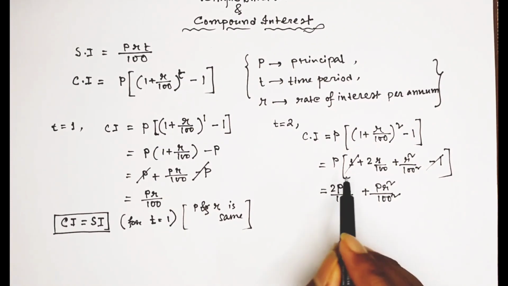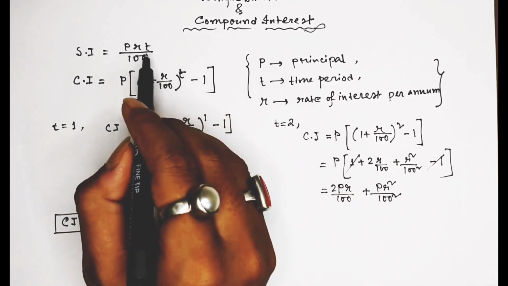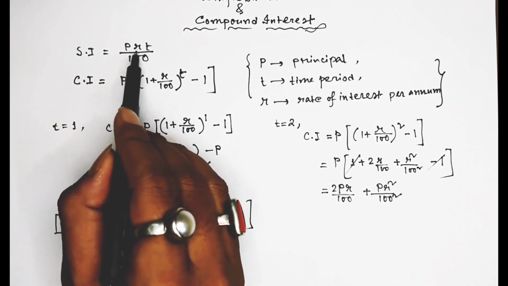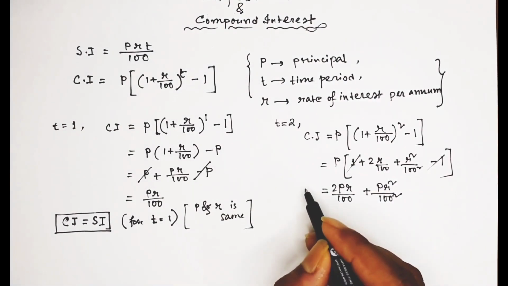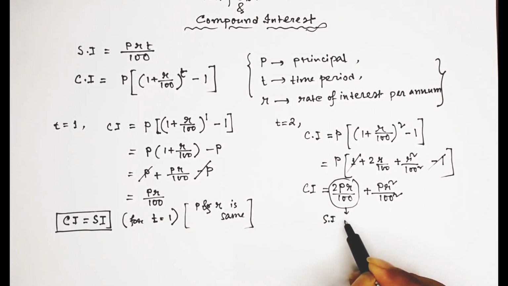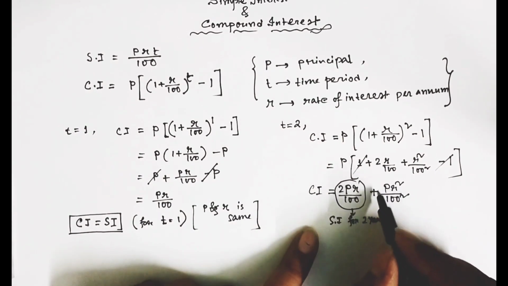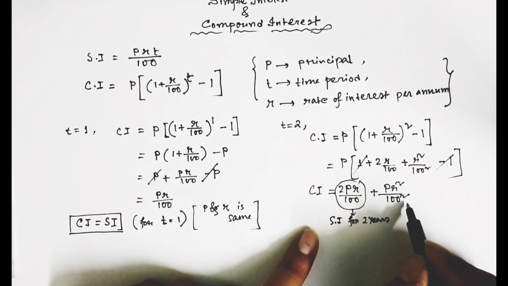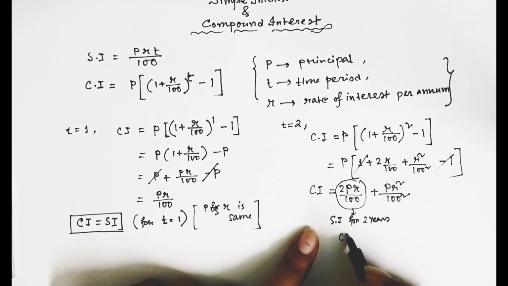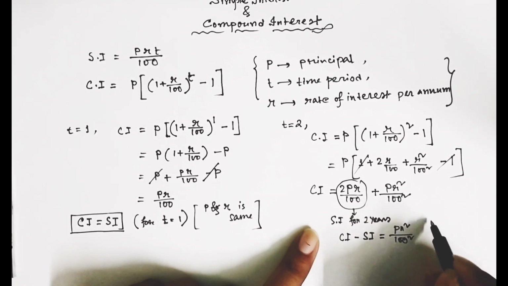Here 2PR by 100 is the SI for 2 years. If we take the value of T as 2 and put it in the formula of SI, we can get the SI as 2 into P into R by 100. So here 2PR by 100 is the SI for 2 years. Here we can see an extra term, PR square by 100 square. What is this extra term? This is the difference between CI and SI for 2 years.